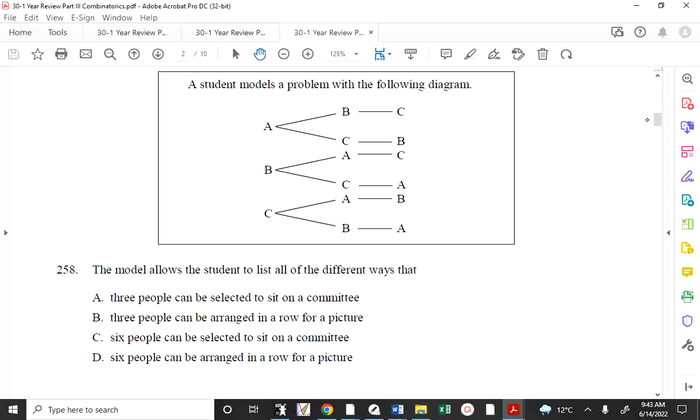The reason why the answer has to be an arrangement and not a selection, by the way, just to make sure everybody's on the same page, arrangement means permutation, selection means combination. Okay? The reason why it has to be an arrangement is all of these have A, B, and C in them. Right? If this was selecting three people, well, ABC and ACB and BAC, etc., are all the same.